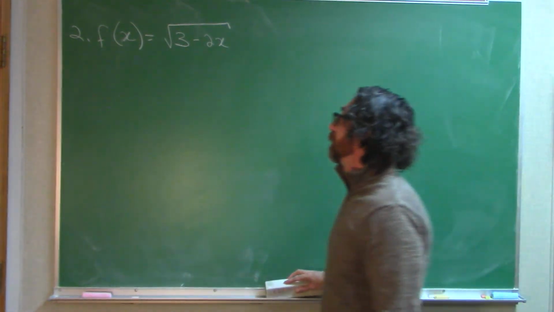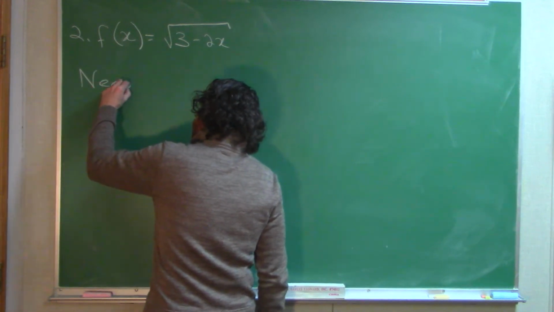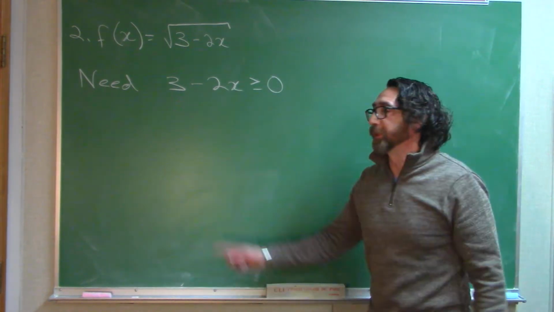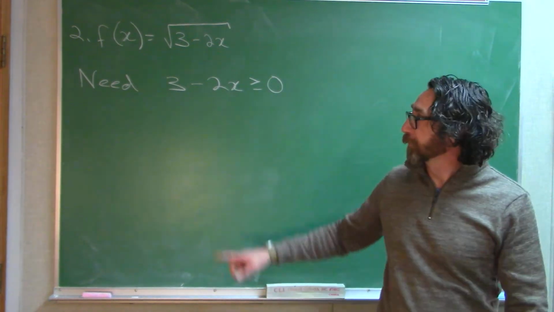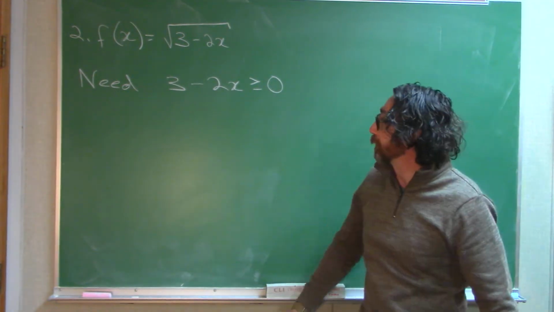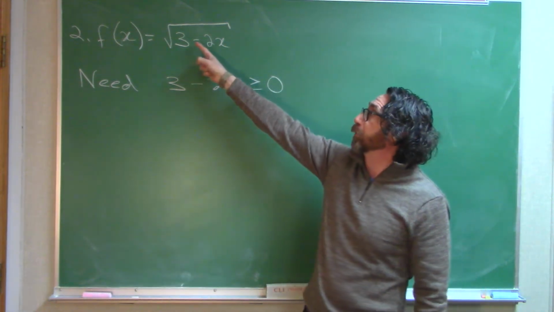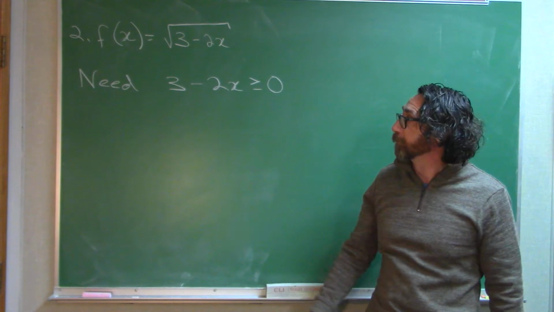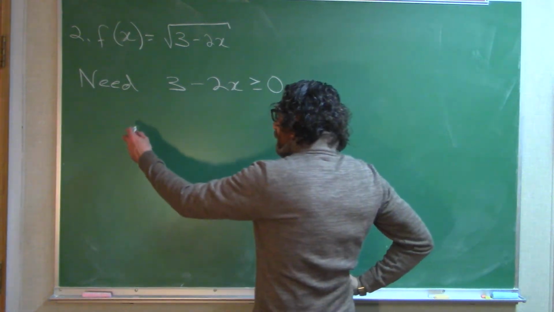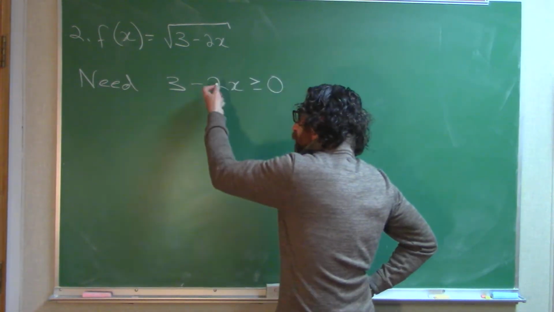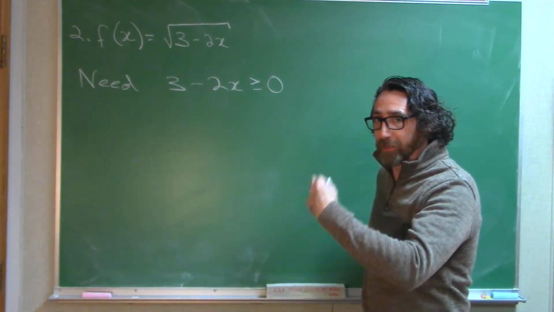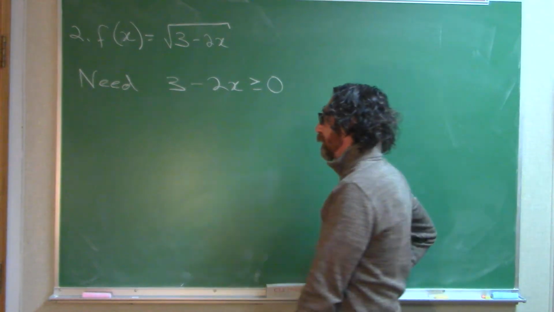Okay, so what I need is this expression being greater than or equal to 0. Having 0 under a square root, that's allowed. Square root of 0 is 0. Okay? But I can't take the square root of a negative number and get a real number output. So we want that to be true. Okay? And here we're dealing with an inequality. So the strategy is to get x by itself. Isolate that variable. We want to solve for x. Get x on one side, everything else on the other side.